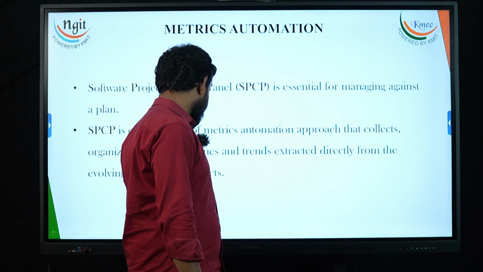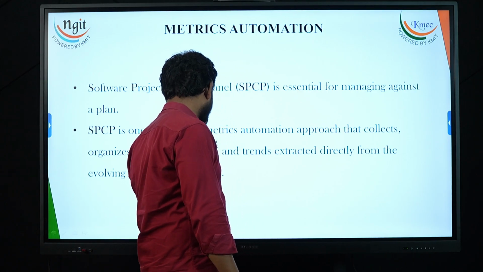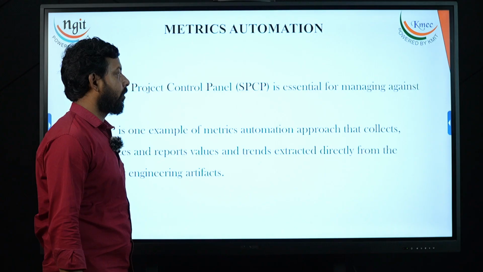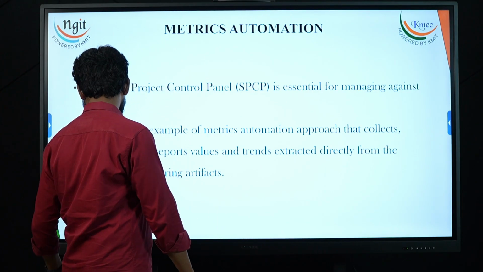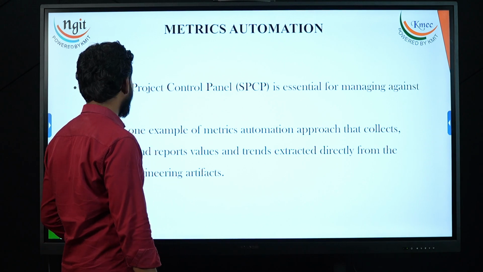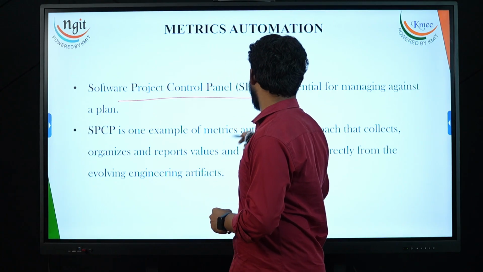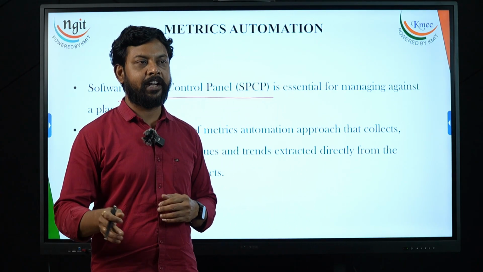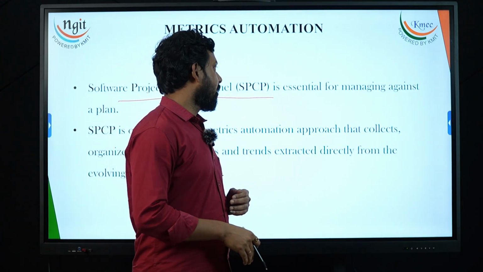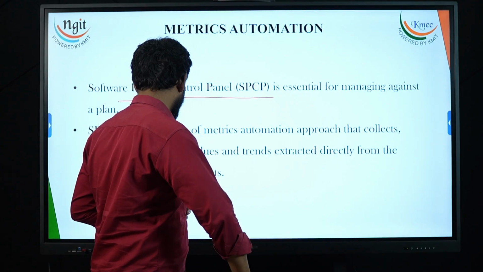So what is this metrics and automation? Now that we have taken 7 different metrics, we will try to understand whether these metrics are supporting your automation process or not. Right. So in order to work with your metrics and automation, we have a board or a panel called the software project control panel. This is required in order to manage the complete plan of your project development, right?